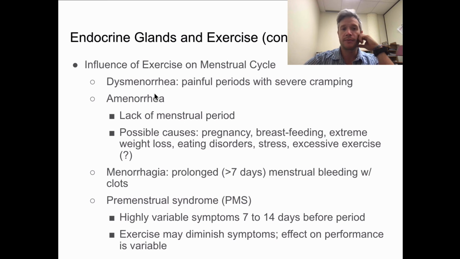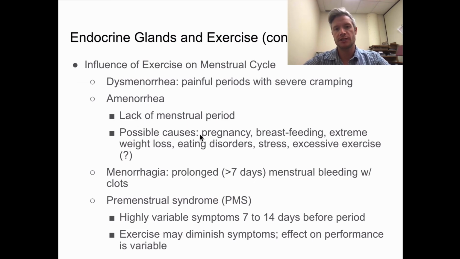There's some things to keep in mind, and conditions where, if you're working with female athletes or women athletes, there's a few different things that can come up. So dysmenorrhea, sorry for the symbol there, is painful periods with severe cramping. Amenorrhea is a lack of a menstrual period.